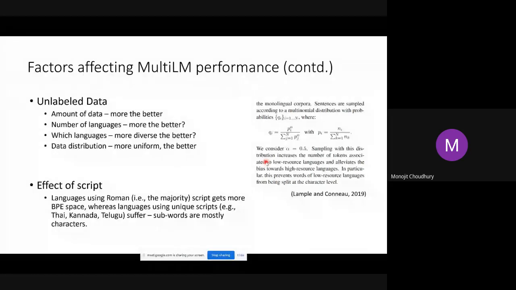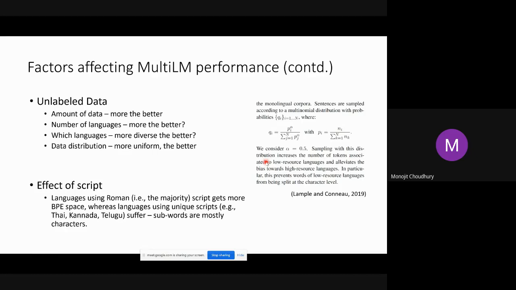If you have fewer languages as opposed to a very large number of languages in the same model, which one would perform better? What do you think? During the pre-training phase, I am asking. Any guesses? Okay, I will let you think about it and we'll come back to the answer later.